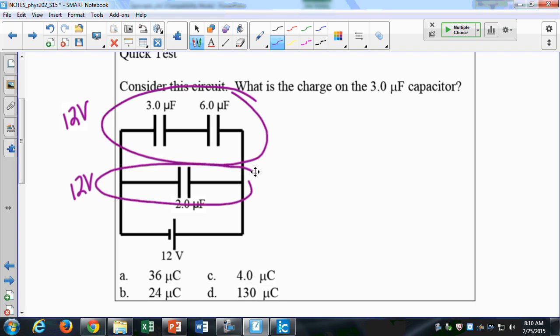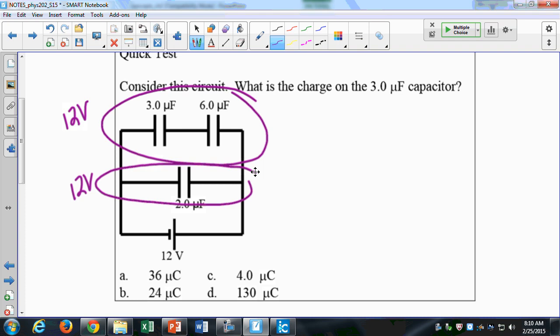Capacitors in parallel don't split voltage. They share the same voltage. So whatever you have on your battery is what you see on each of those capacitors in parallel. Now this 3 and the 6 microfarad are going to split up that 12 volts. We've done this one before, right? The 3 microfarad will have the bigger of the two voltages. It's a smaller capacitor with a bigger voltage.